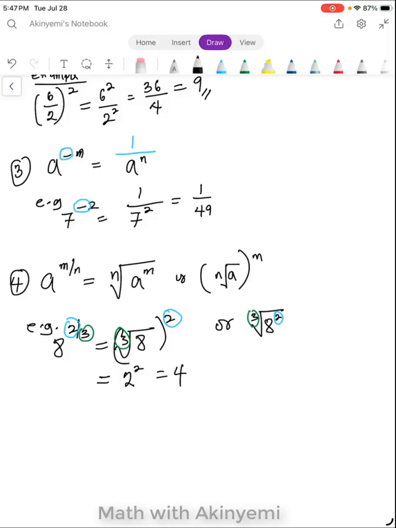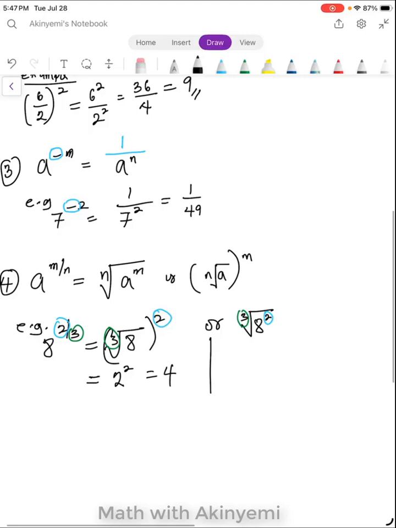So let's continue with this, which is what? The cube root of 64. And then 4 times 4 times 4 is going to give us 64, which is equal to 4.